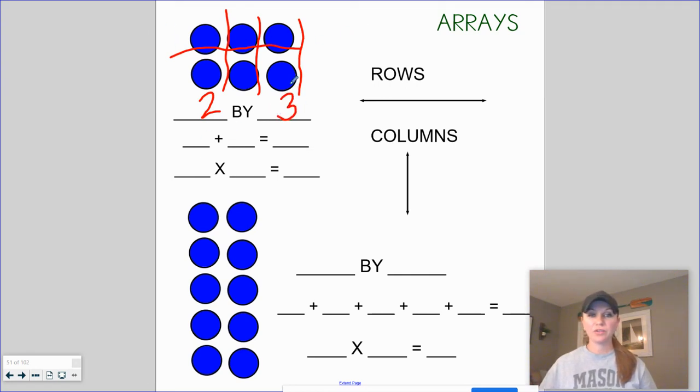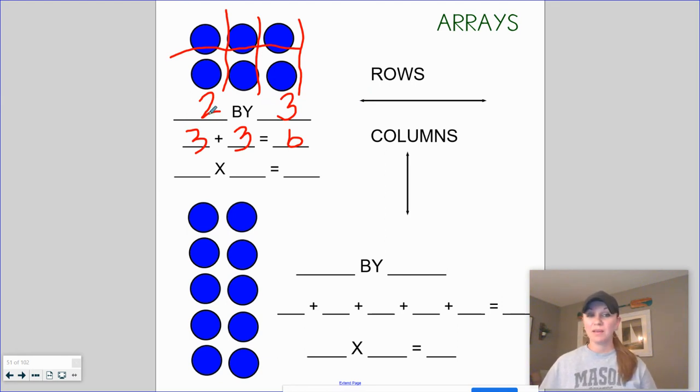Now, if I take a look at each of those rows to help me find that repeated addition, we would have 3 in the first row plus 3 in that second row. And I know that double as well, right? Here's another example of knowing those doubles, why it's important. And 3 plus 3 equals 6.